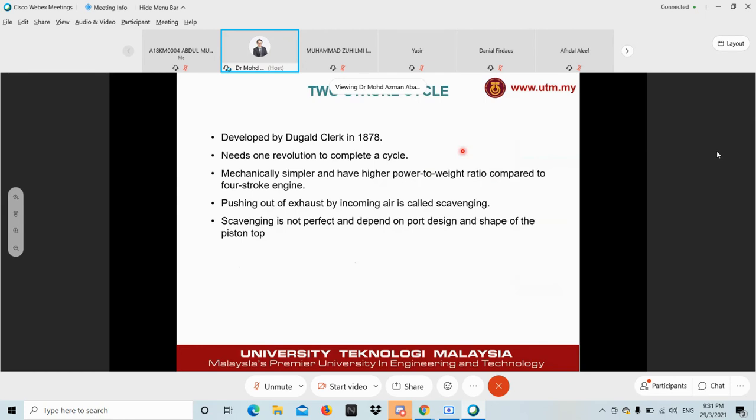The two-stroke cycle was developed by Mr. Douglas Clark in 1878. It only needs one revolution to complete a cycle. In a four-stroke cycle, you need 2 revolutions or 720 degrees, but in a two-stroke cycle, you only need 360 degrees to produce one power stroke.